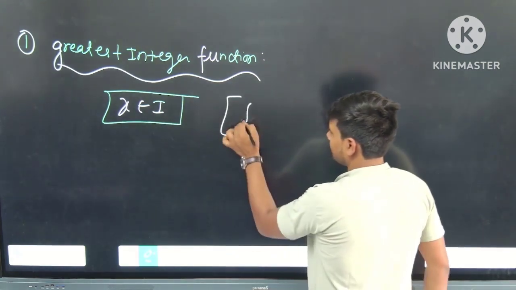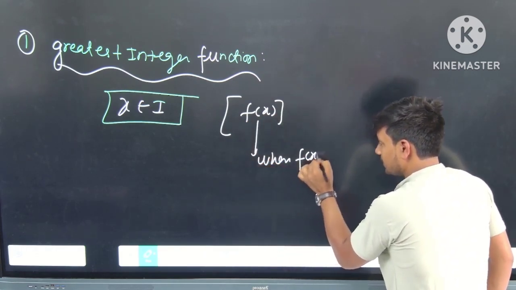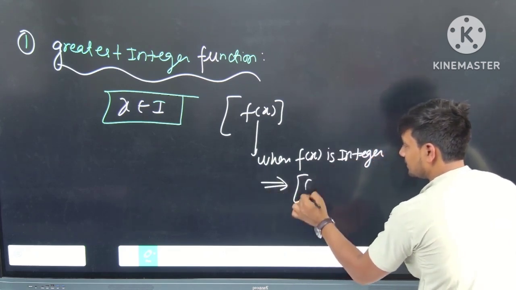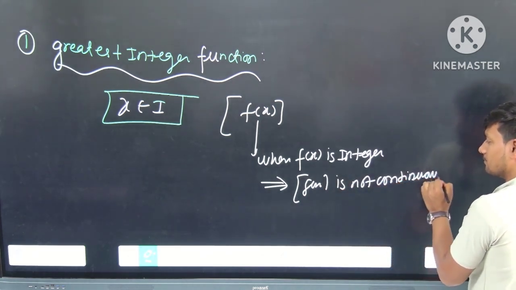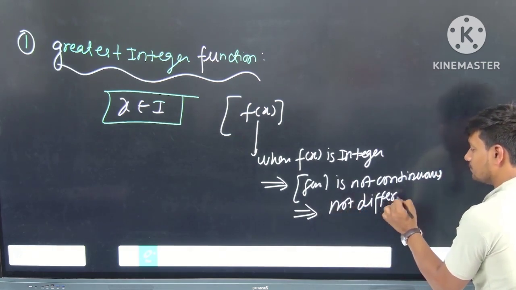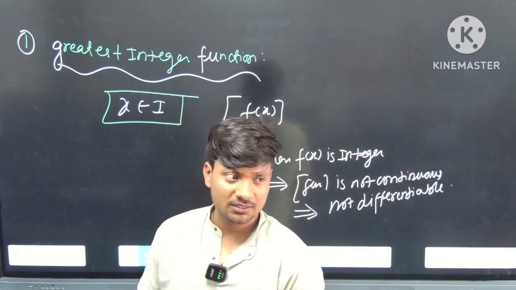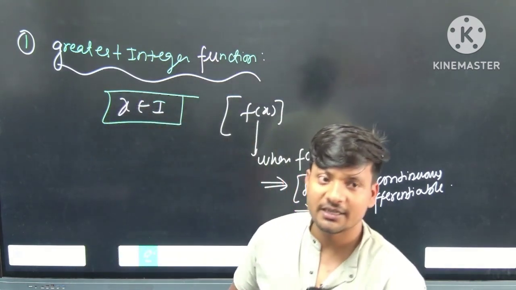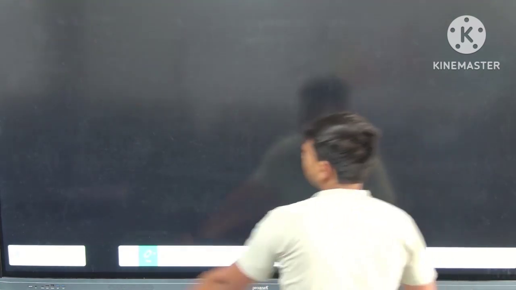Okay. So for x an integer, the function will not be differentiable. Suppose we have the greatest integer function. When f(x) is an integer, this will imply the greatest integer f(x) is not continuous, and this will imply not differentiable. Because if the function is not continuous, then why should I check whether the function is differentiable or not. Clearly, in the last video we discussed that the greatest integer function is not continuous at integer points, hence not differentiable at integer points. Now move to the second one, that is the fractional part function.